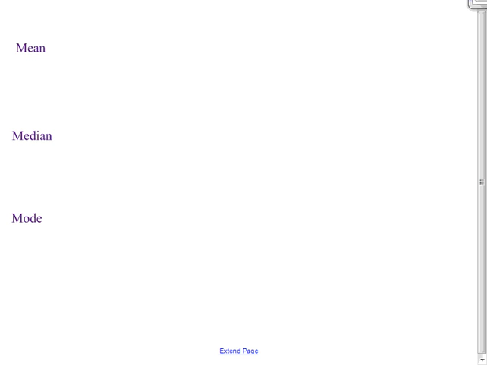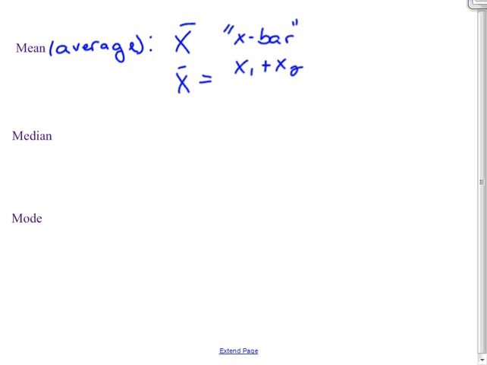So your mean, which we also call our average, will be denoted with X, and then there's this bar above the top of it. We call it X bar. And the mean is just adding up each of your individual values all the way up through that last nth value and dividing it by n, the number of values that are there. So that's going to find your average for you.